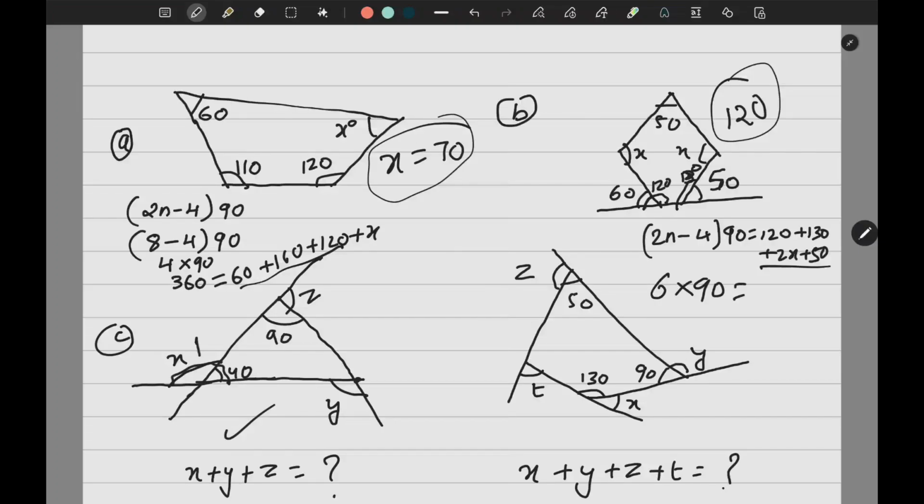So if it is 40, this is 140. Same way you can find out this, and then 90 plus 40 plus this, which you name as p, is 180. So you get p and again get the x, y, z values. So my answer here will be 360. Same way here, x plus y plus z plus t: the sum of exterior angles is always 360. So the answer will be 100% sure 360.